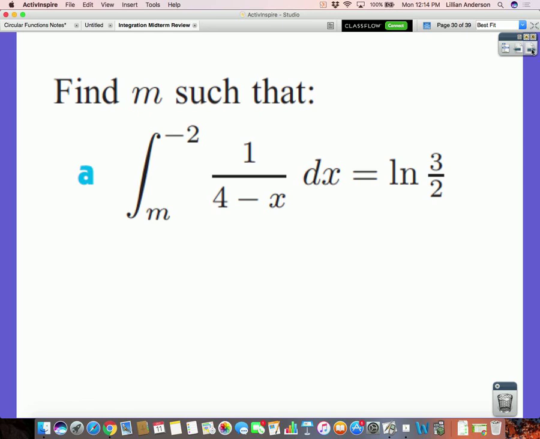Something like this, though. You have to find the value of m such that once you do it, you get the ln of 3/2. This one I actually do want you guys to do. It's done the exact same way. Find the antiderivative. Go ahead and do that on your boards.